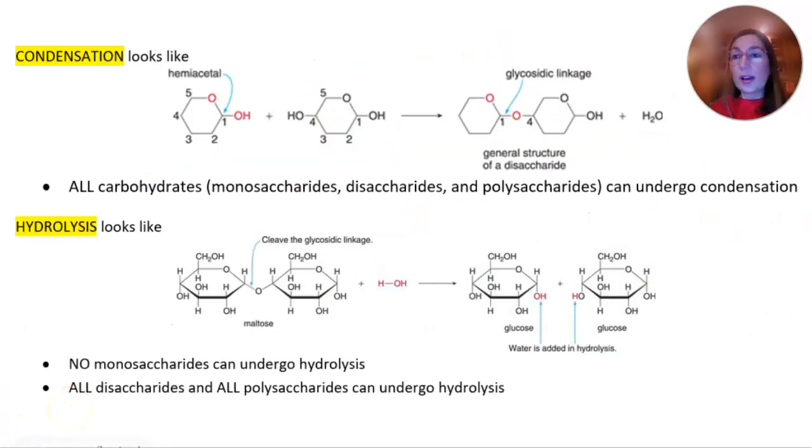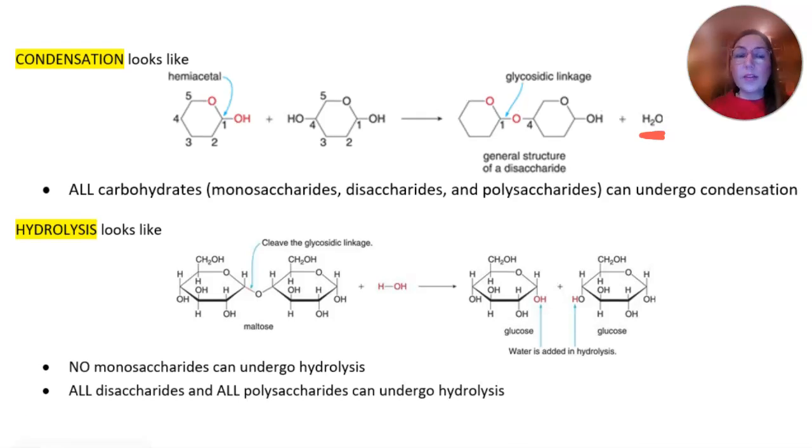Next, let's review condensation. Condensation looks like taking 2 smaller molecules, putting them together to make a bigger molecule with the loss of water as a product. Okay, so all carbohydrates, monosaccharides, disaccharides, and polysaccharides can undergo condensation. This is a way to essentially polymerize, to make chains of molecules.